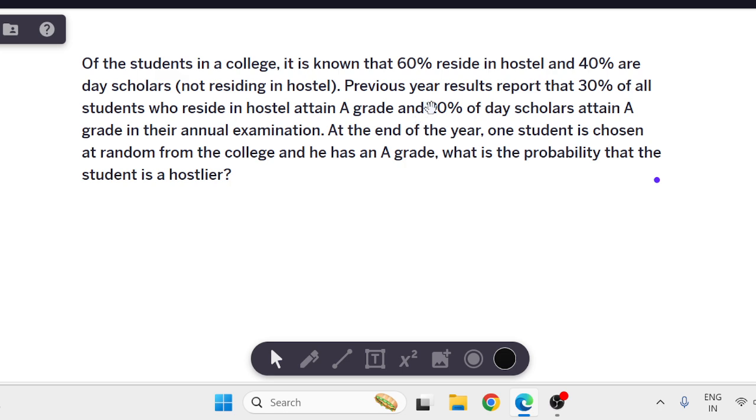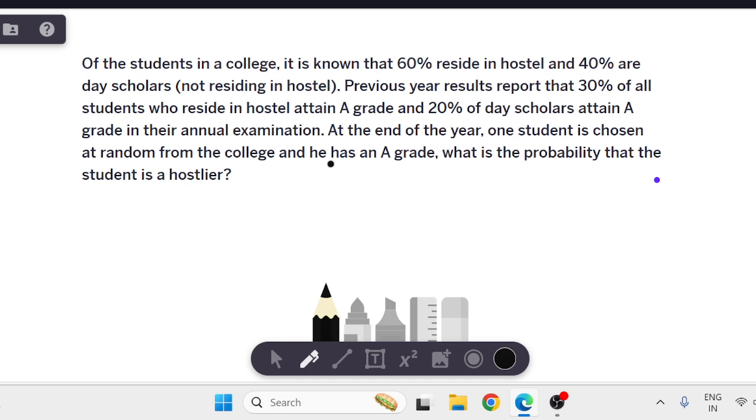So here, if we read the question, 60% reside in hostel and 40% are the day scholars. Out of that 60% who reside in hostel, 30% got grade A, and 20% of day scholars attain A grade. At the end of the year, one student is chosen at random from the college and he has grade A. What is the probability that student is a hostelier?